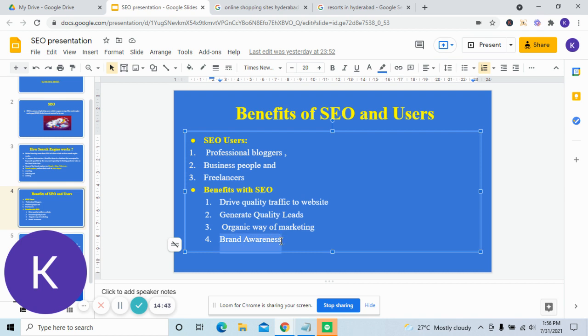Amazon is well known all over India. It's like a brand. In the same way, you can make your website, your service or your product a brand to the customers.